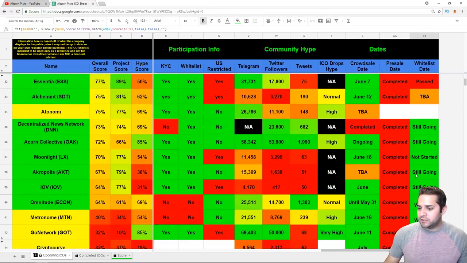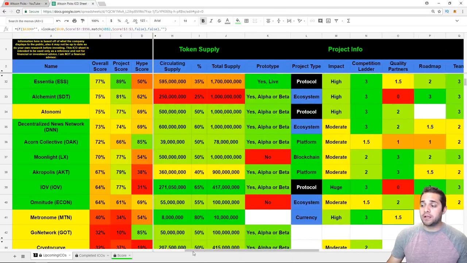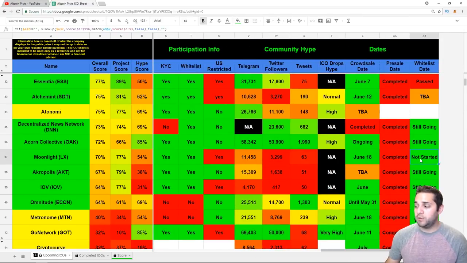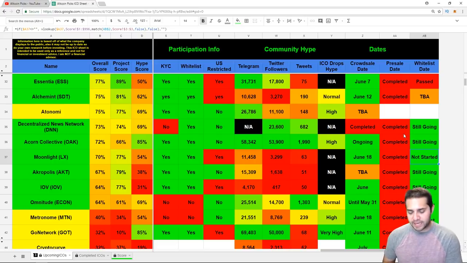And then we got some more. As you can see here, we have DNN, fairly low market cap. Acorn Collective, Moonlight, I believe these are also open. Oh, Moonlight has not started. So the rest of these are open. I'm telling you, there's a lot of ICOs out there. Now, I want to know, are you guys jumping in? What do you think? Let's check out our crypto news.